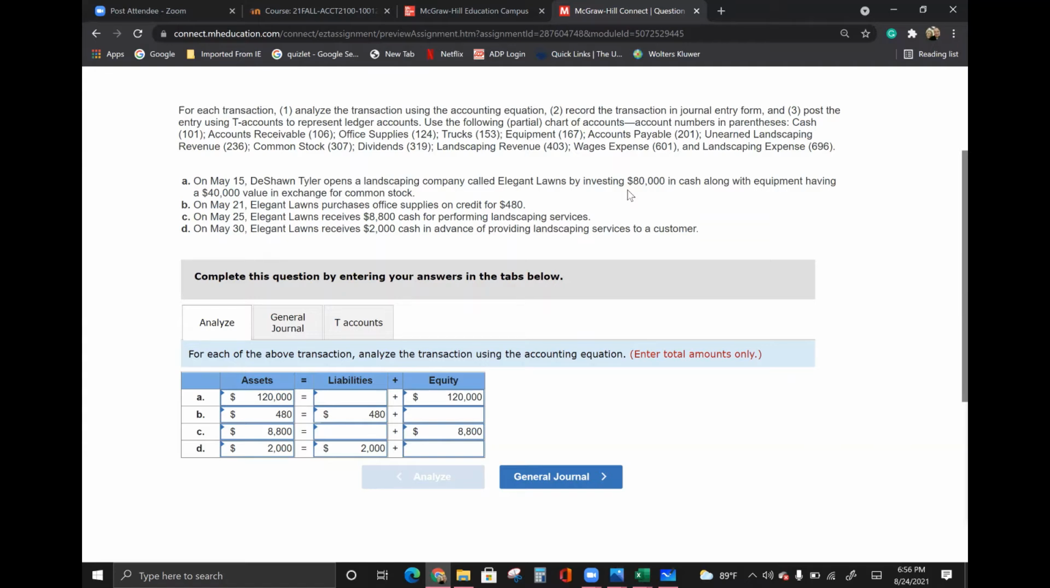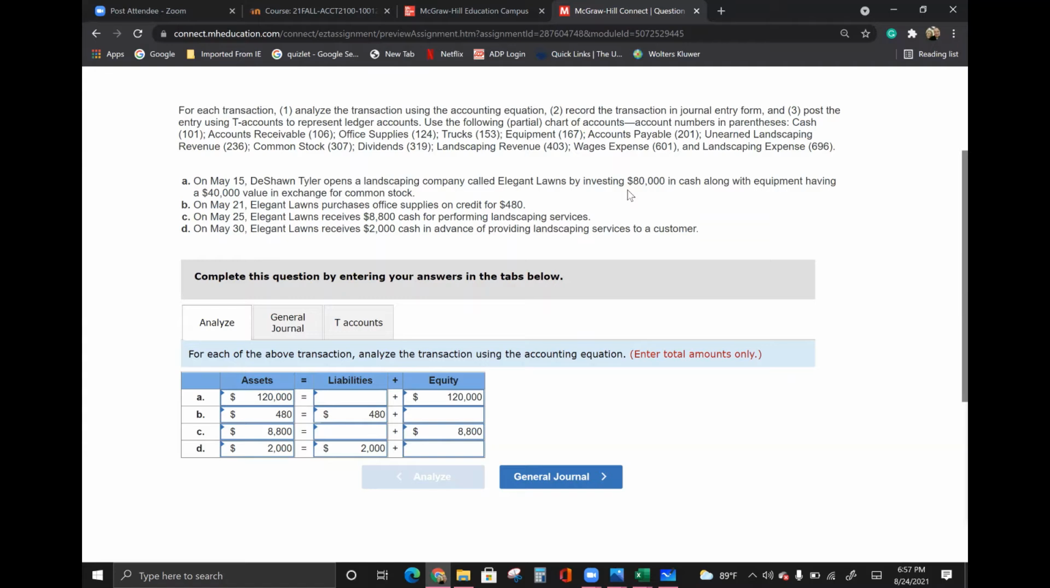Okay, then I'm buying it on credit. So what kind of account is that? Liability. It's a liability account called accounts payable. So it's going to have a credit in the liability section for $480. I'm getting supplies, which are an asset. So that's $480. So my accounting equation is still in balance.